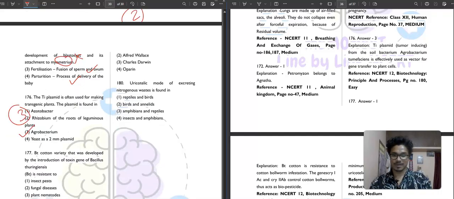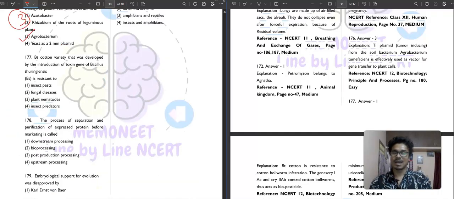Then question number 177. It is saying that the Bt cotton variety that was developed by the introduction of the toxin gene of Bacillus thuringiensis is resistant to insect pest, fungal disease, plant nematode or insect predator. So Bt is resistant to the insect pest. You know that first option is your correct answer. Cotton bollworm infestation, the cry1Ac and cry2Ab.